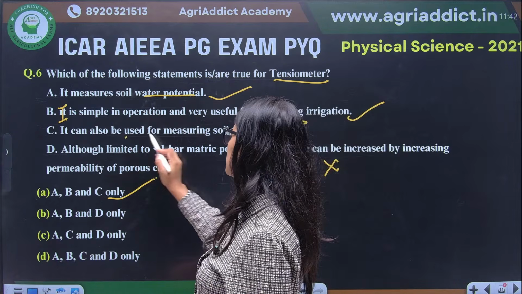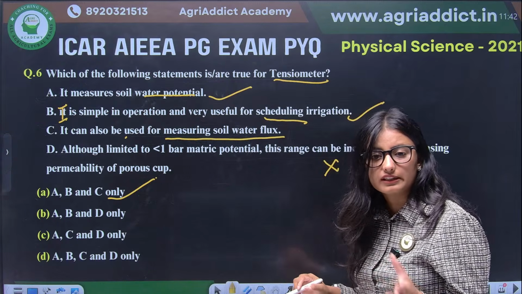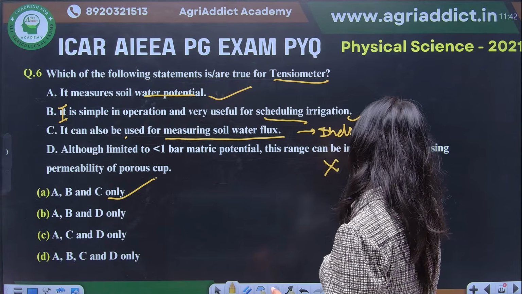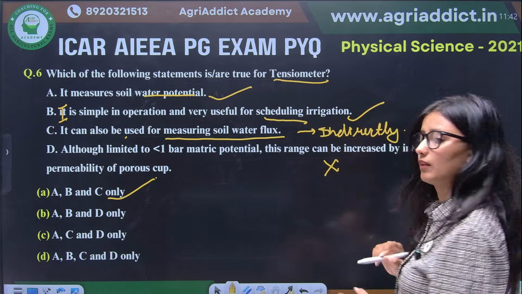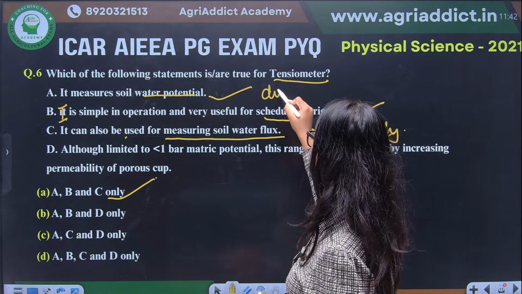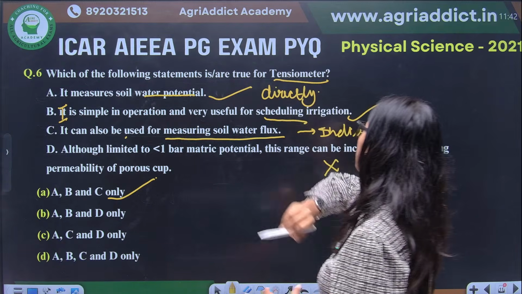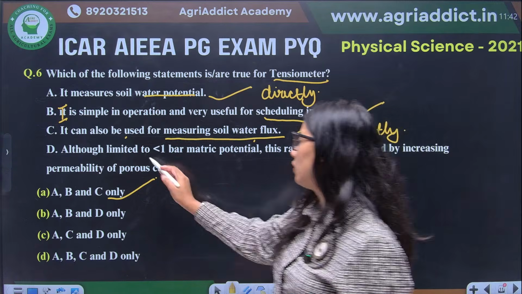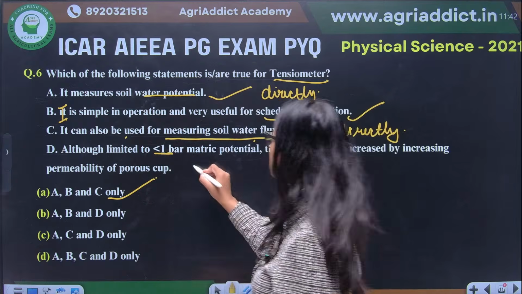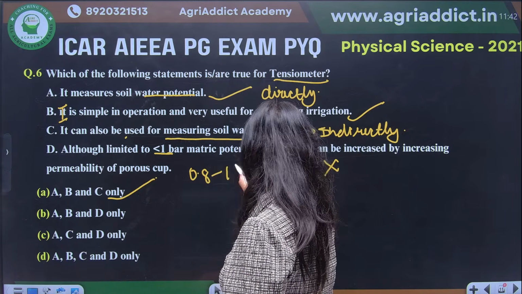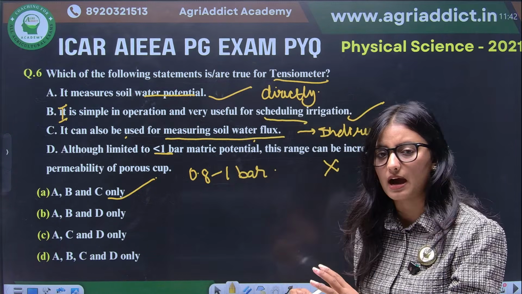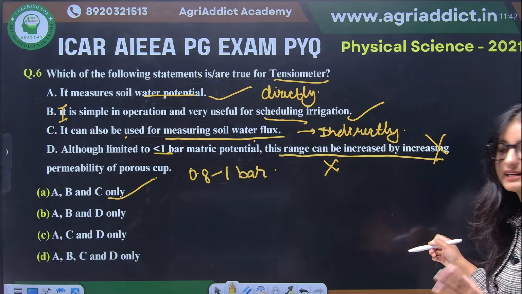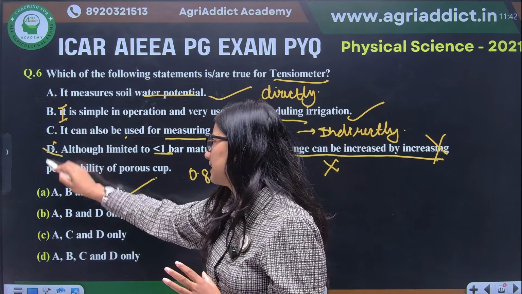What about the third option? It can also be used for measuring soil water flux. It is used to measure soil water flux, not directly but indirectly. Here it is directly used to check the soil water potential, but indirectly used to check the soil water flux. And although it is limited to less than 1 bar, which is exactly correct, that is 0.8 to 1 bar, this range cannot be increased. This part is wrong. That's why statement D is incorrect.